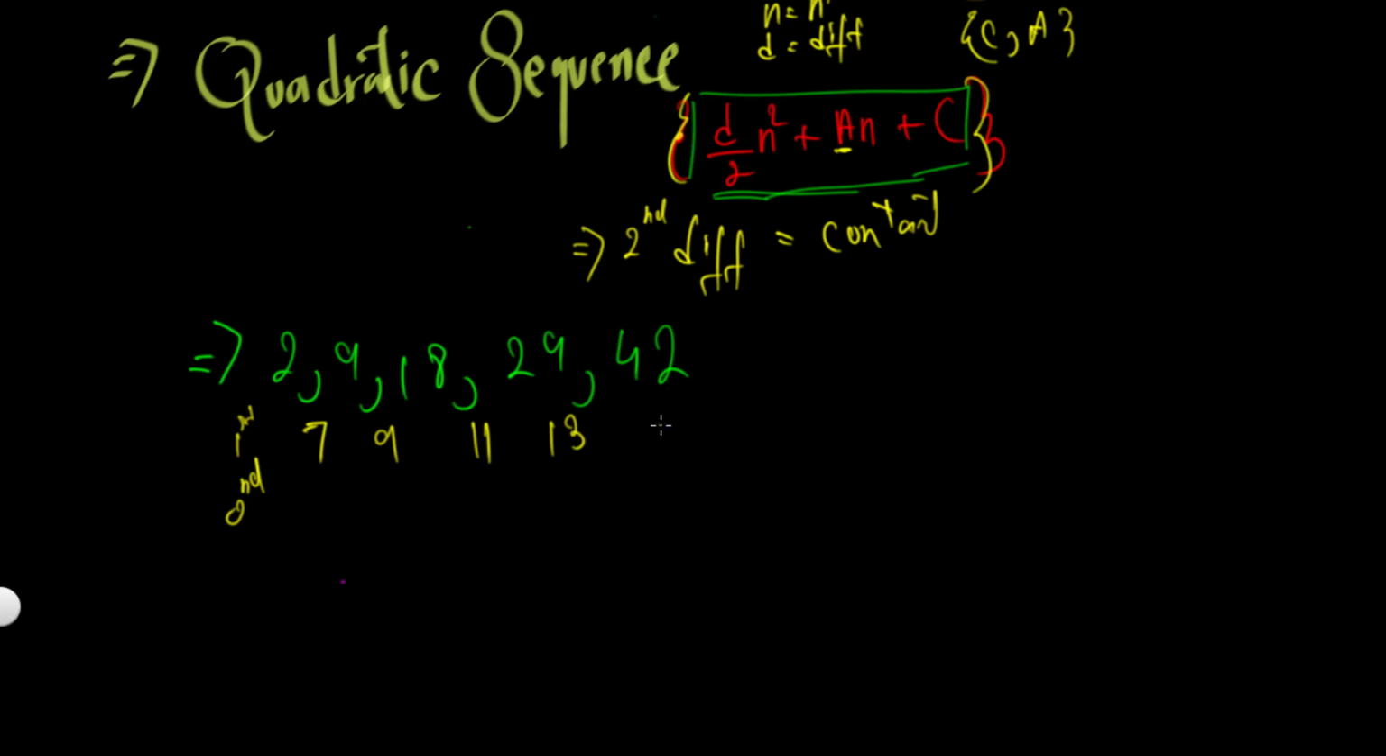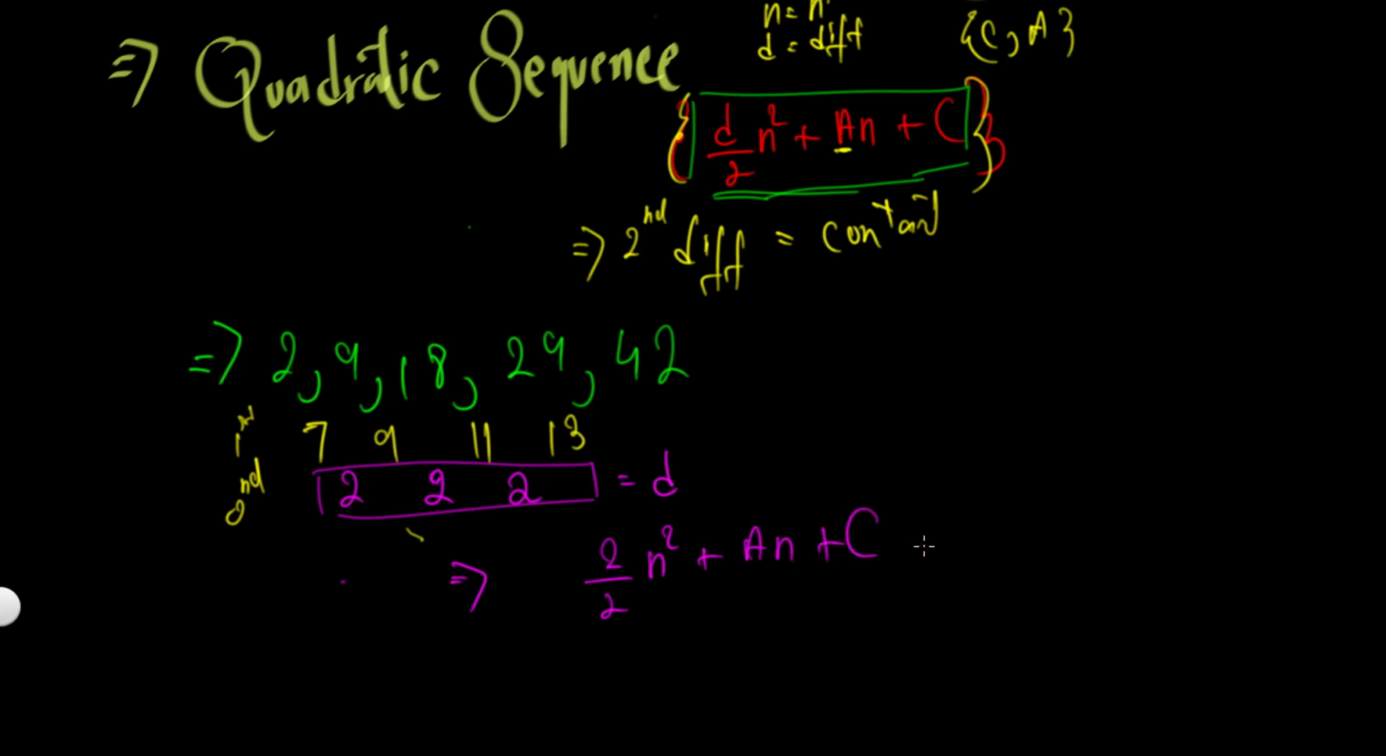Quadratic sequences have the second difference to be the same, a constant. In this case, if I subtract 7 from 9, I get 2, 9 from 11 I get 2, and 11 from 13 I get 2 again. Therefore 2 is our constant difference, 2 is our value for d. So if I write down the expression, this would be 2 over 2 n squared plus an plus c. This is our expression for the nth term of the quadratic sequence.